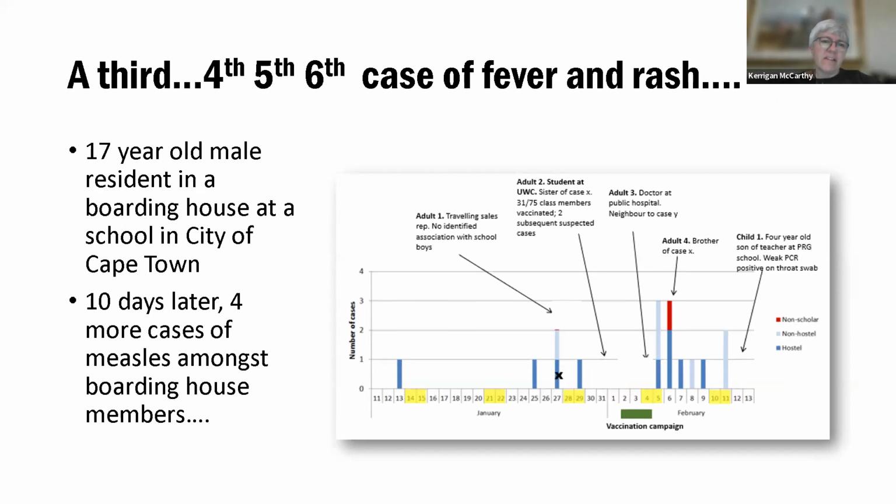2017, and the vertical axis showing the number of cases. So a case of measles was diagnosed on 13th of January in 2017 of a young 17-year-old boy in a hostel at a boarding school in Stellenbosch. And the yellow marked dates are weekends, and exactly 9 days later, so 12 days later, another 4 cases of measles were diagnosed in the boarding house.